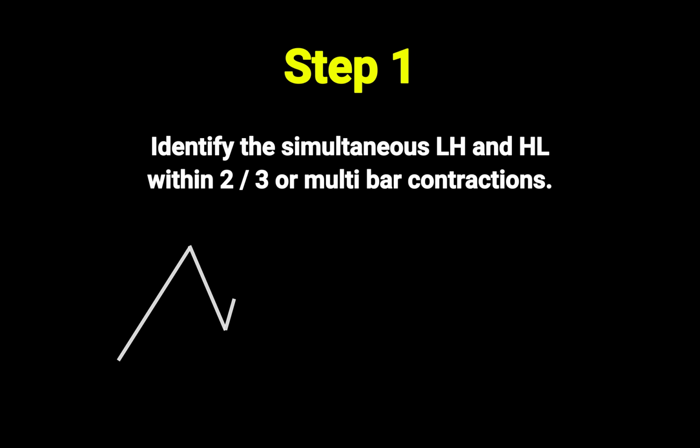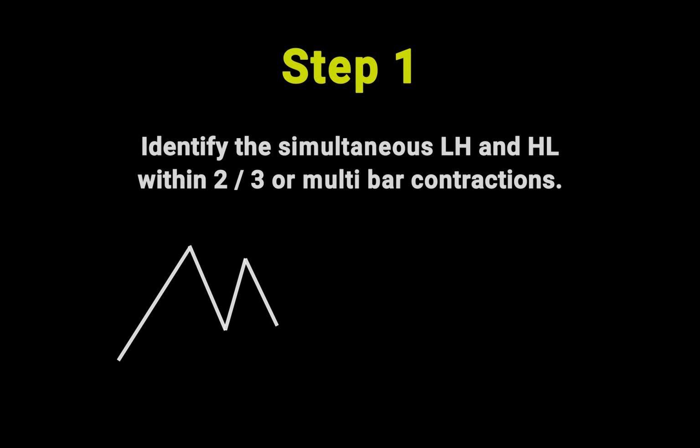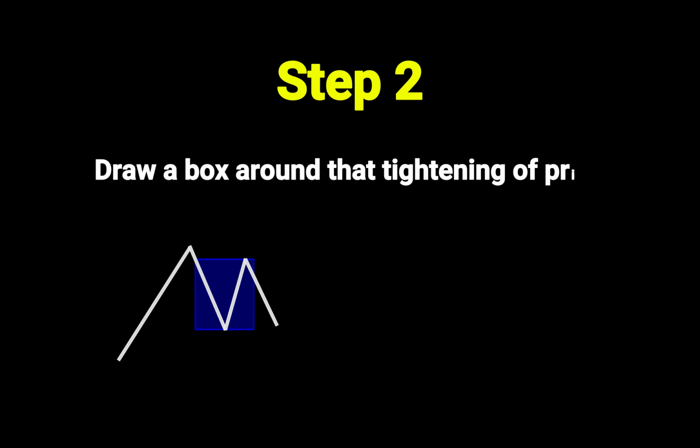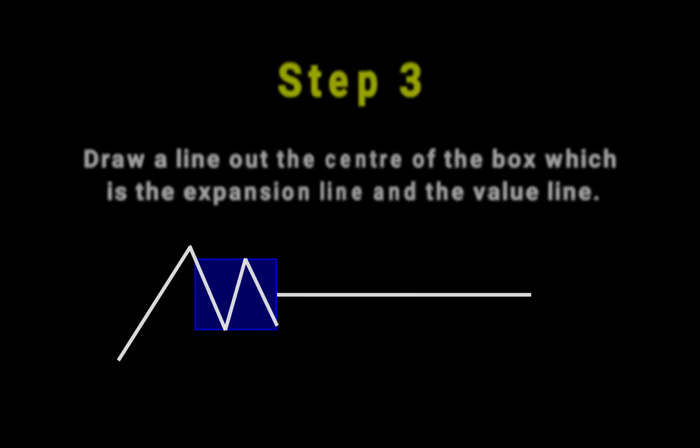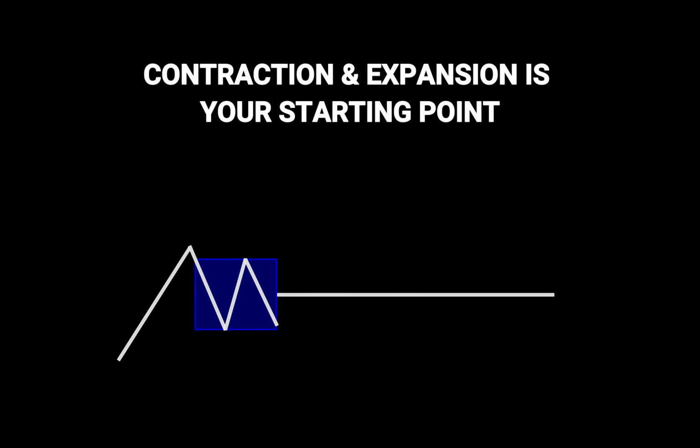Part 2, how to draw the contraction boxes. Drawing them is really simple. Step number 1, identify the simultaneous lower high and higher low within 2, 3, or multi-bar contractions. Step 2, draw a box around that tightening of price. And step 3, draw a line out of the center of the box, which is the expansion line and the value line. The contraction box is your starting point from when you plan your trades. When the box breaks, the market expands. Part number 3, expansion lines.